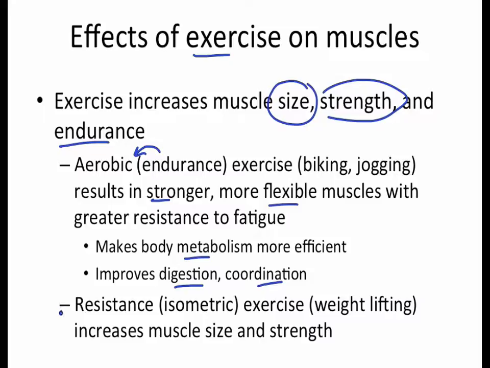We have aerobic or endurance as one type of exercise. The other type is resistance or isometric. This is going to help increase muscle size and strength. So ideally, you would be using both aerobic and resistance types of exercises to help become even stronger than you would have been if you just used aerobic or if you just would have done weightlifting, because you have a great benefit for either one.